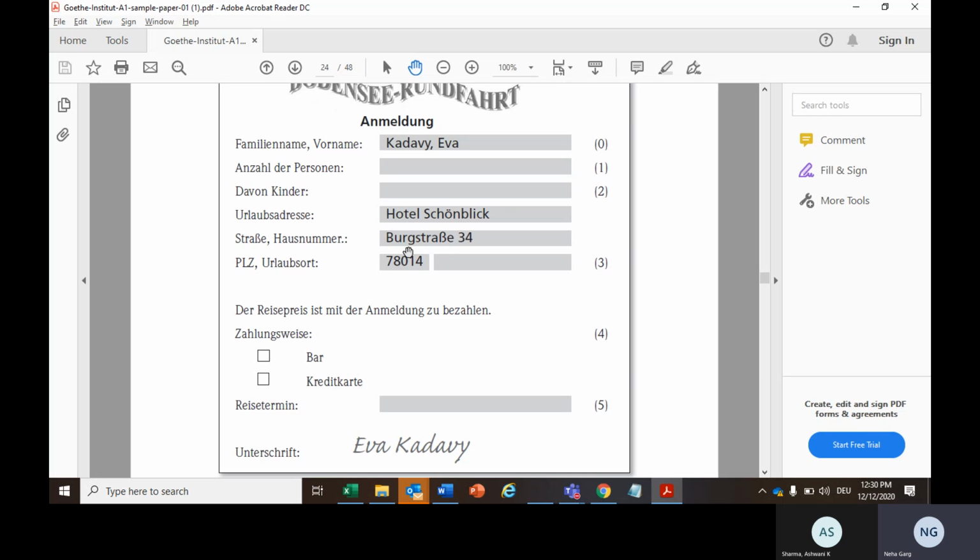So here they are filling in the information of where they are going. So Urlaubsadresse, where they are staying, this hotel, and then the complete address. Correct. So what will come here? This is a spot, no? So can you scroll up?